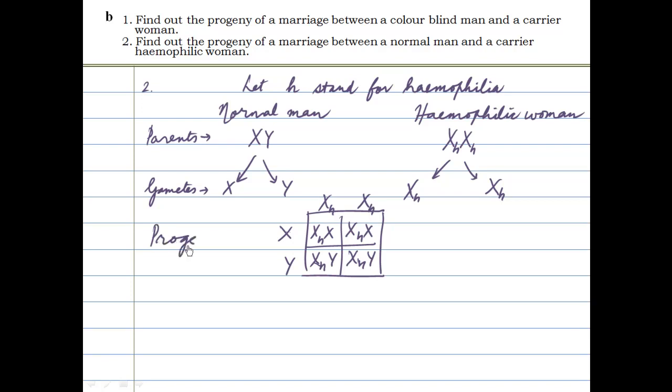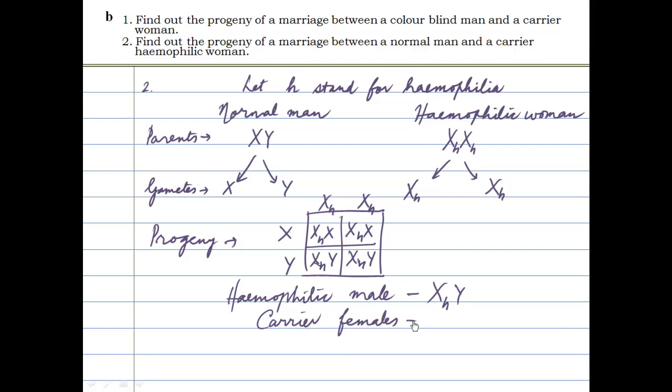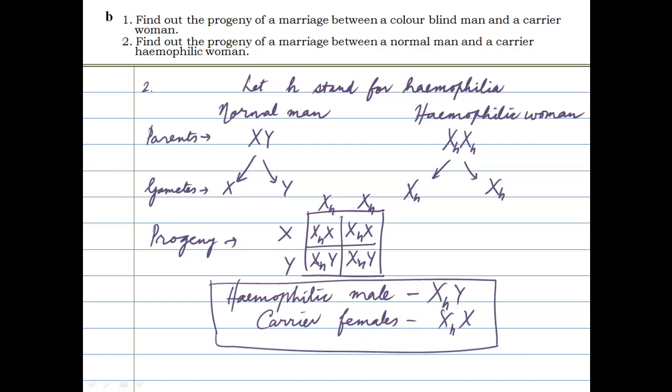This is the offspring or the progeny. So we can mention that the progeny is either hemophilic males XHY, both these, and carrier females. They won't really suffer from it, but they are carriers of hemophilia, XHX. This is your progeny. Okay. Well, it's as simple as that.